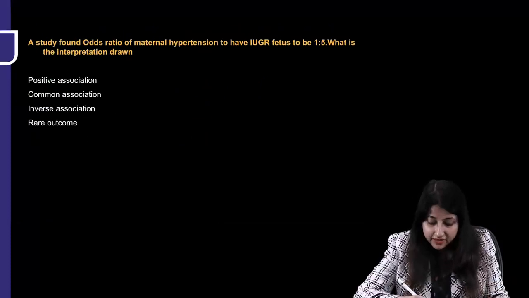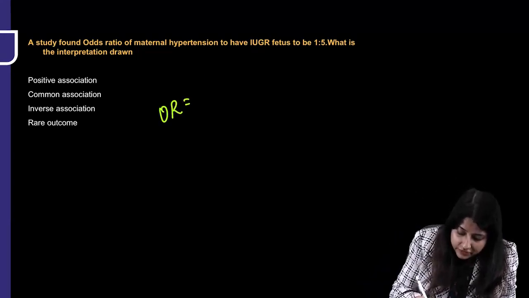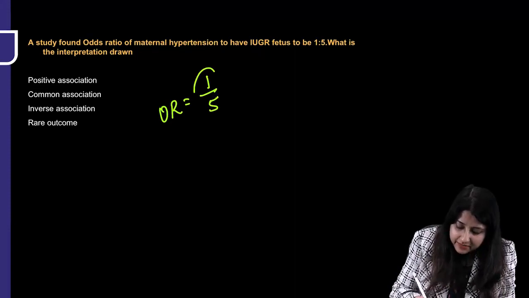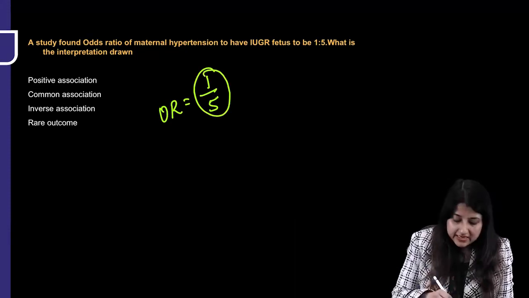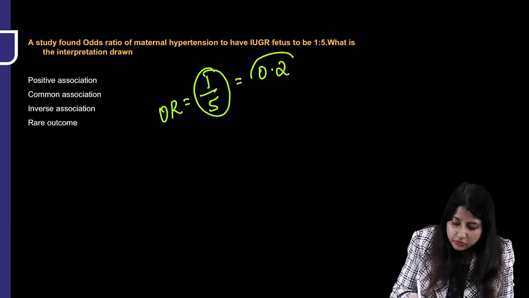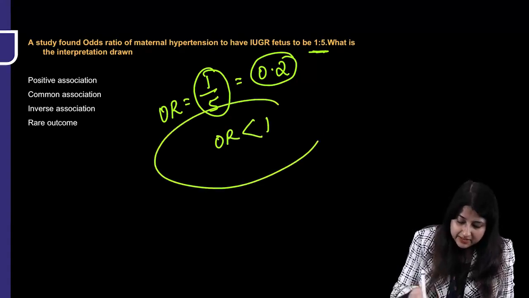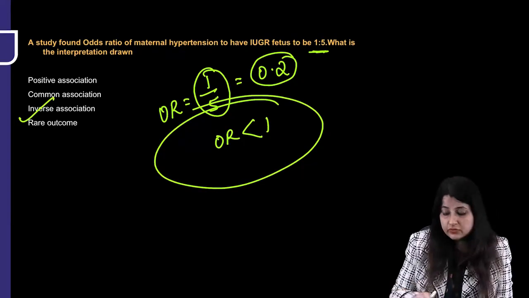Okay. A study found odds ratio of maternal hypertension to have IUGR fetus to be 1:5. What is the interpretation drawn? Now guys, look at this. This is odds ratio 1:5, which means 1 by 5. Don't write it as positive association. 1 by 5 means 0.2. So here odds ratio is less than 1. So this is an inverse association.